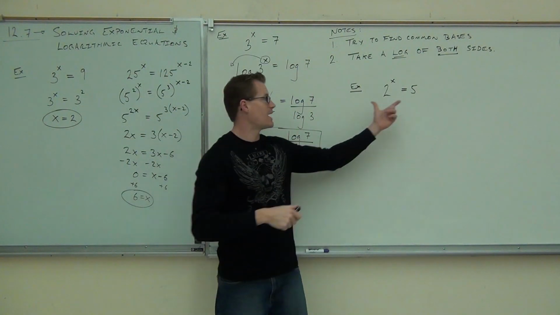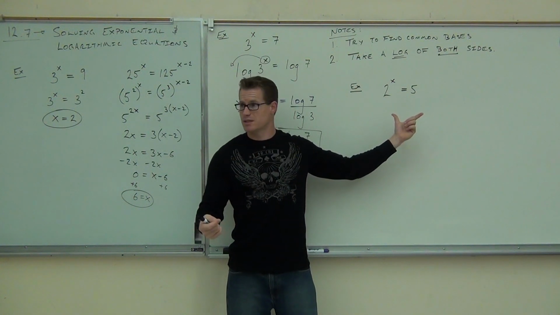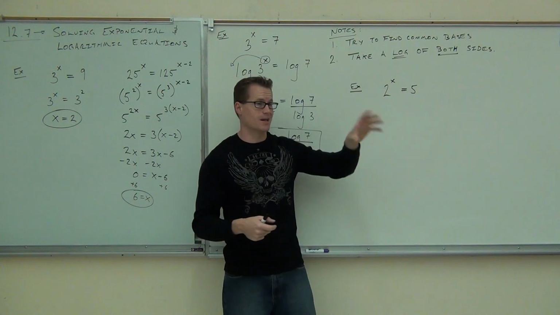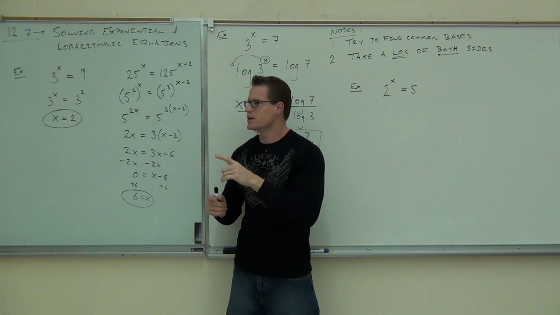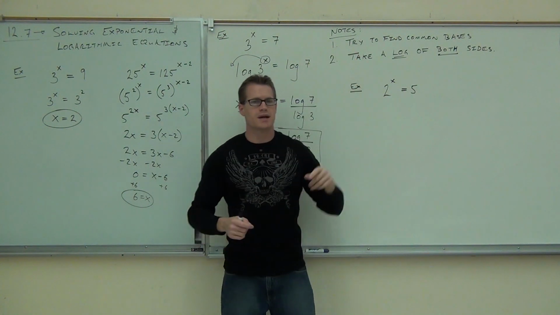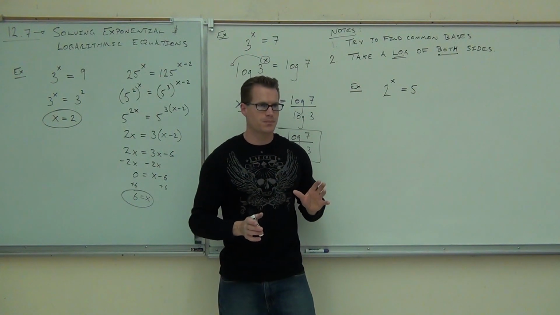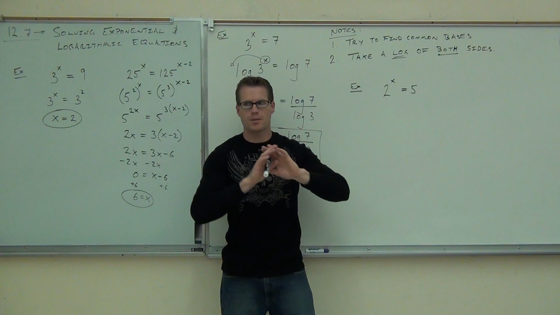In this case, I'm looking at that and I say, is this an exponential? Definitely an exponential. The x is in the exponent spot. That makes it exponential. Second thing I do is I try option number 1. I say, can I find common bases between 2 and 5 in any way whatsoever? If I can't do that, then option 1's off the table.